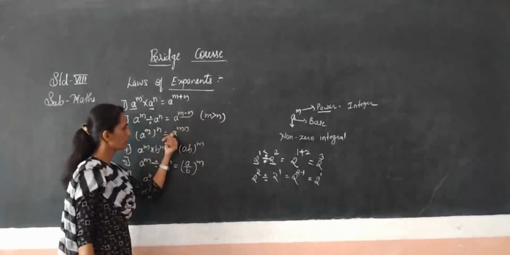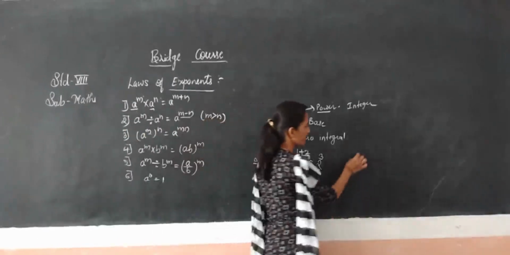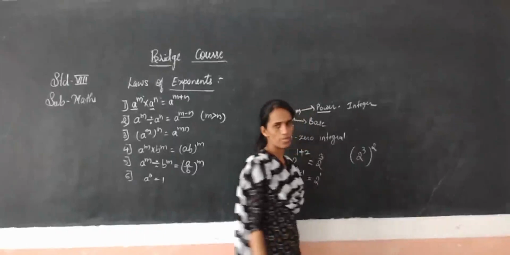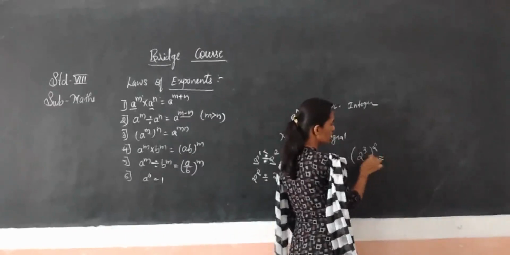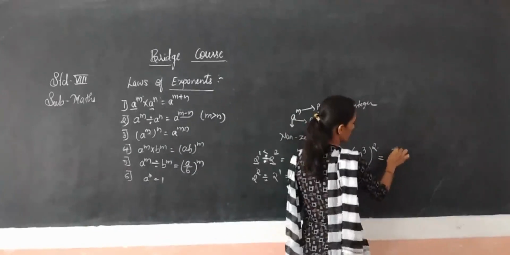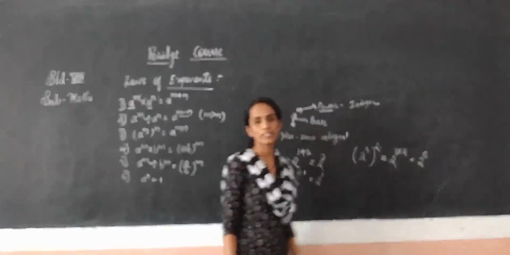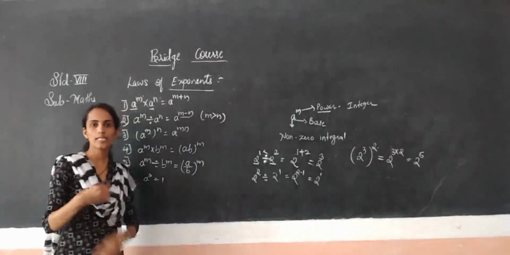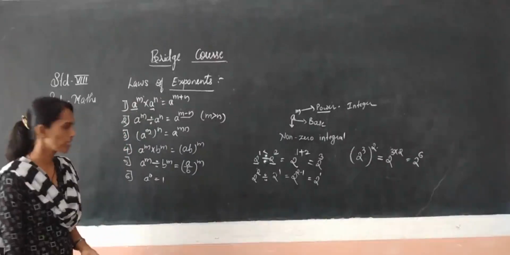So that gives us a to the power m into n, which means we have to multiply the powers here. For example, a to the power 3 to the power 2: the 2 stays as it is, and 3 twos are 6. We have to multiply the exponents, so that becomes 2 raised to 6, or 2 to the power 6. However you read it, you can say 2 raised to 6, or you can say 2 to the power 6.